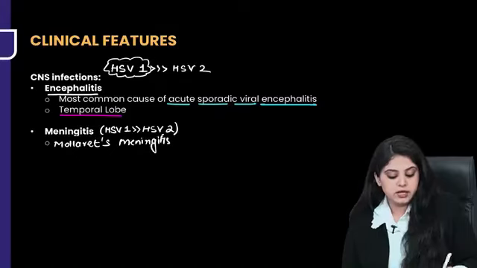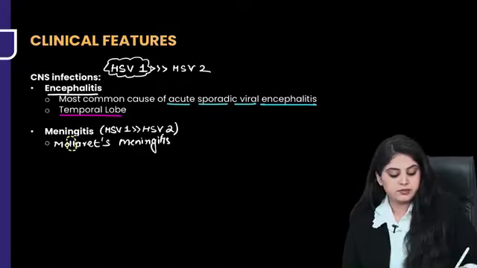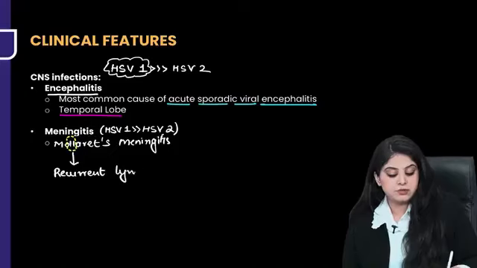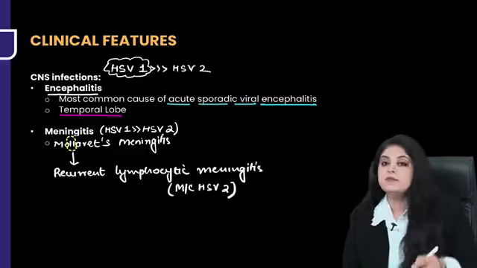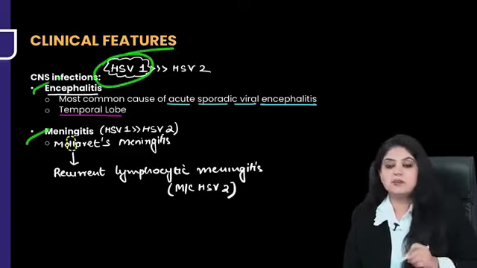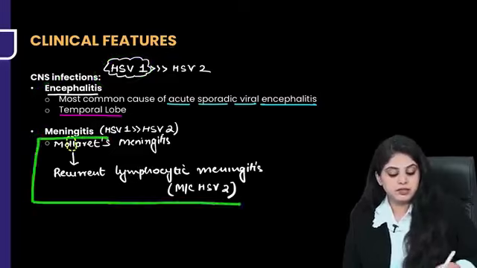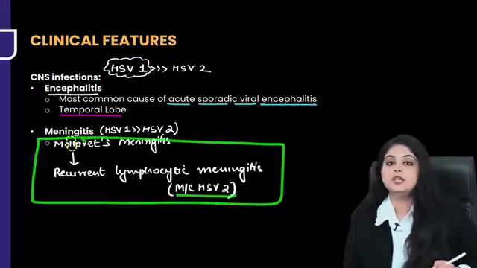You can see in Mollaret, there are a lot of L's that are present. Mollaret's meningitis. So, this is a meningitis having lots of lymphocytes. It is a recurrent lymphocytic meningitis, and this is more common actually with HSV2. So, please note, all the meningitis and encephalitis are more common with HSV1, but Mollaret's meningitis is more common with HSV2.